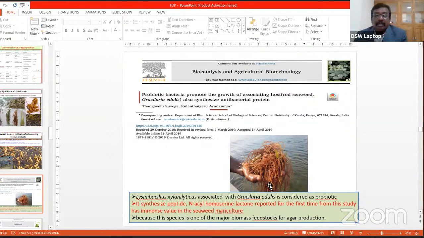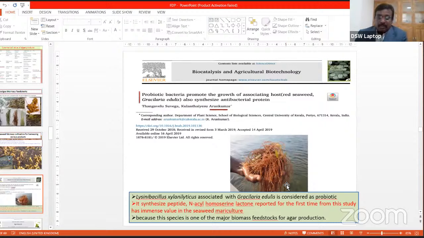Apart from this, the color is because of phycoerythrin. This pigment has very good pharmaceutical and biomedical value. My research found that a bacterial association with this alga supports its higher growth. Based on that, last month I got 37 lakhs from the SERB DST for conducting large scale cultivation of this Gracilaria edulis alga along the coast to support energy production.